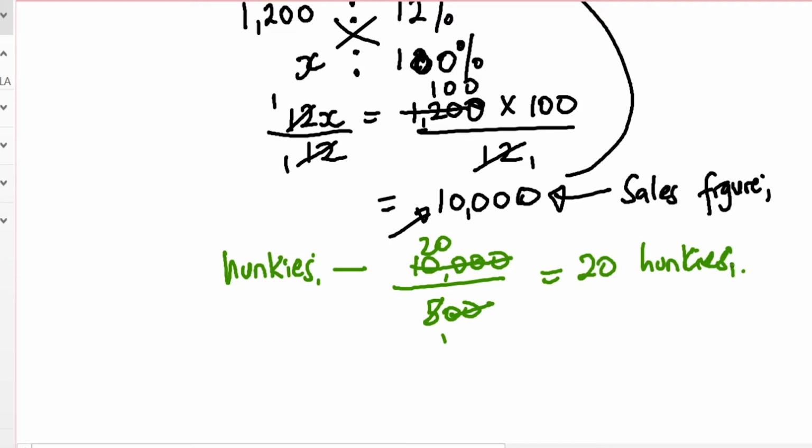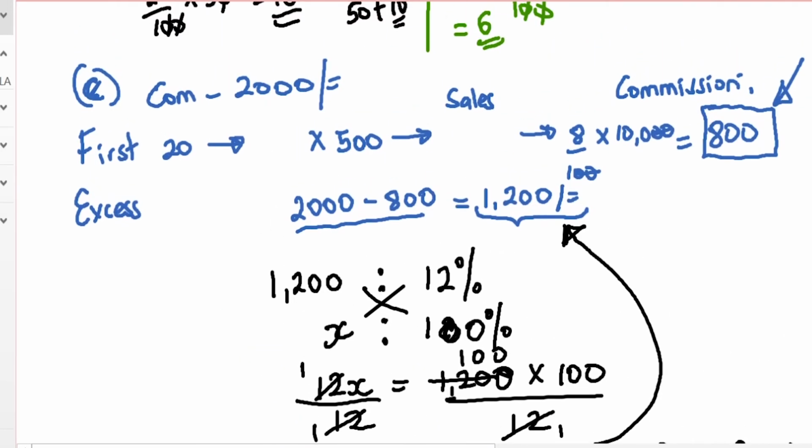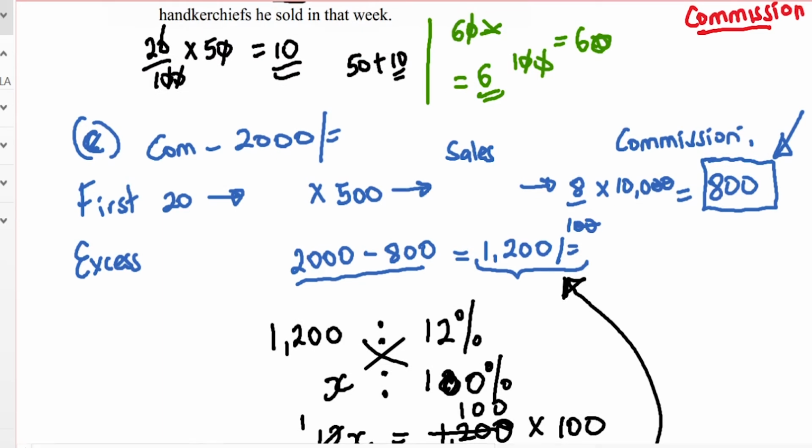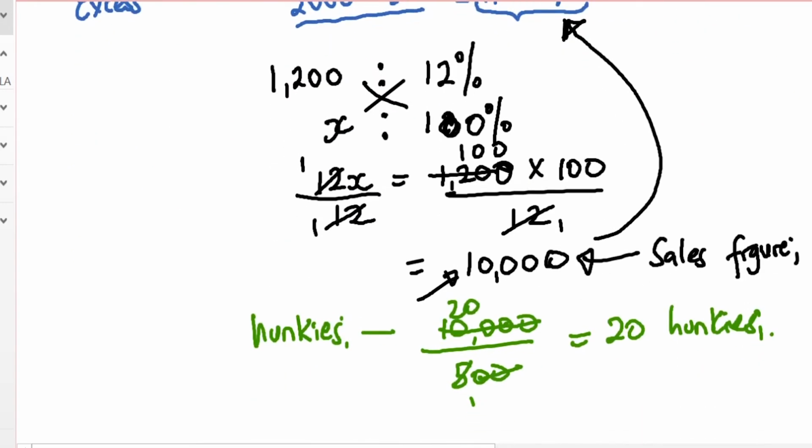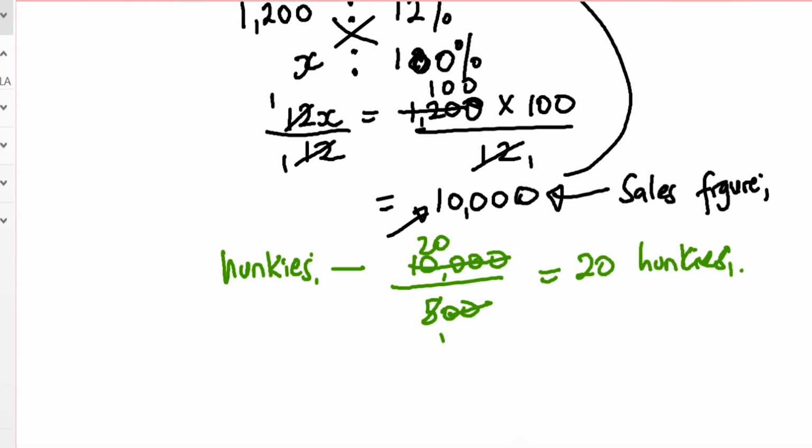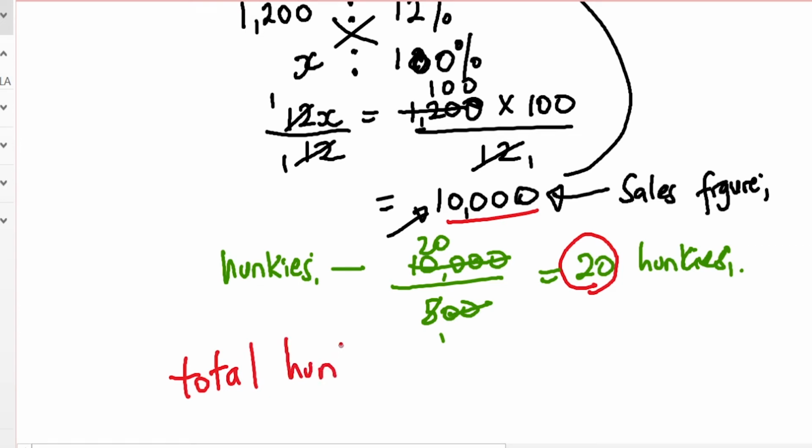So what does that mean? That means that at first, the guy sold the first 20, which is what we represented here, and he got a commission of 800, which is this one. And then the excess was another 20 hankies, and he got a sales of 10,000 for it. So the total hankies sold in the fourth week are the first 20 plus the excess, giving us 40 hankies.